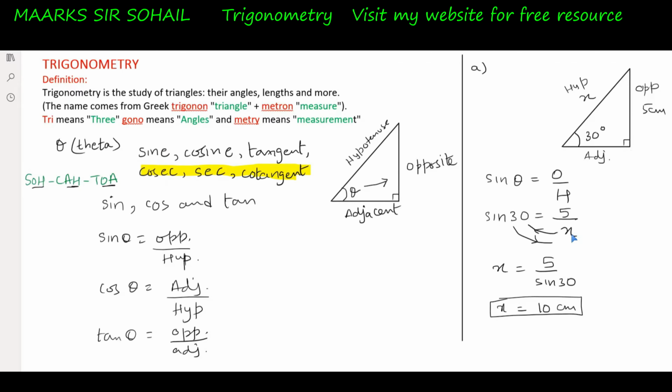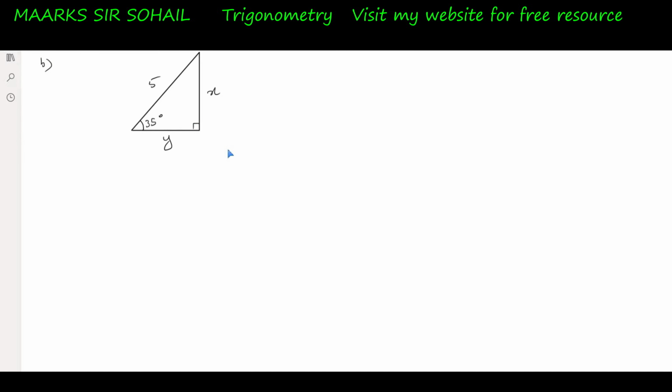I'll give you one more example. Now we need to find 2 unknowns: the first one is x and the second one is y. I will first find x, so I will see what x and y are. This x is opposite because it's in front of the angle, and the side in front of 90 is the hypotenuse, so the remaining will be adjacent.